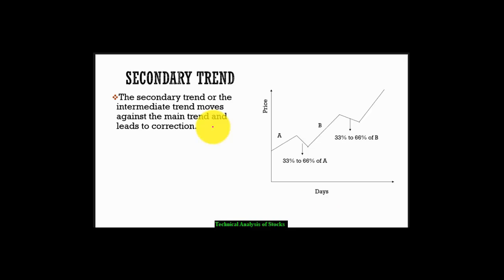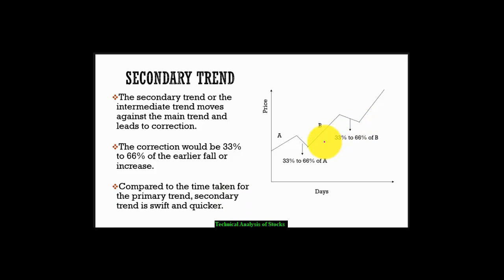There is a secondary trend. Secondary trend moves against the main trend and it leads to the correction. The correction could be 30% to 66% of the earlier fall or increase. You can see these are the secondary trends, and here also this is a secondary trend, and compared to the time taken for the primary trend, secondary trend is swift and quick.